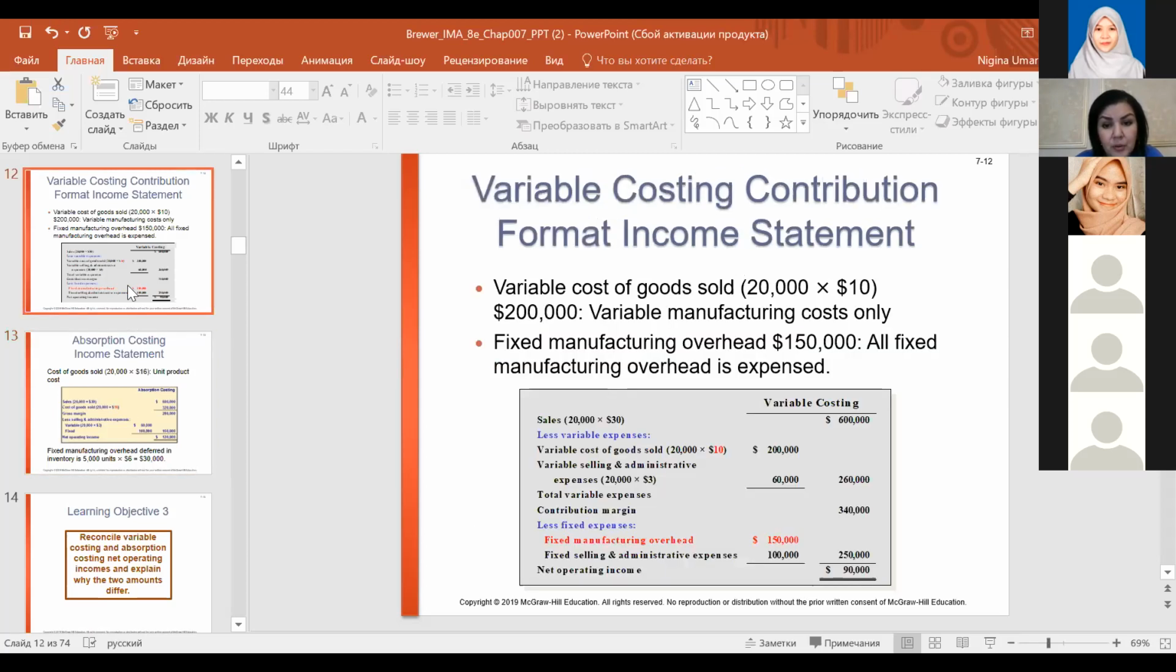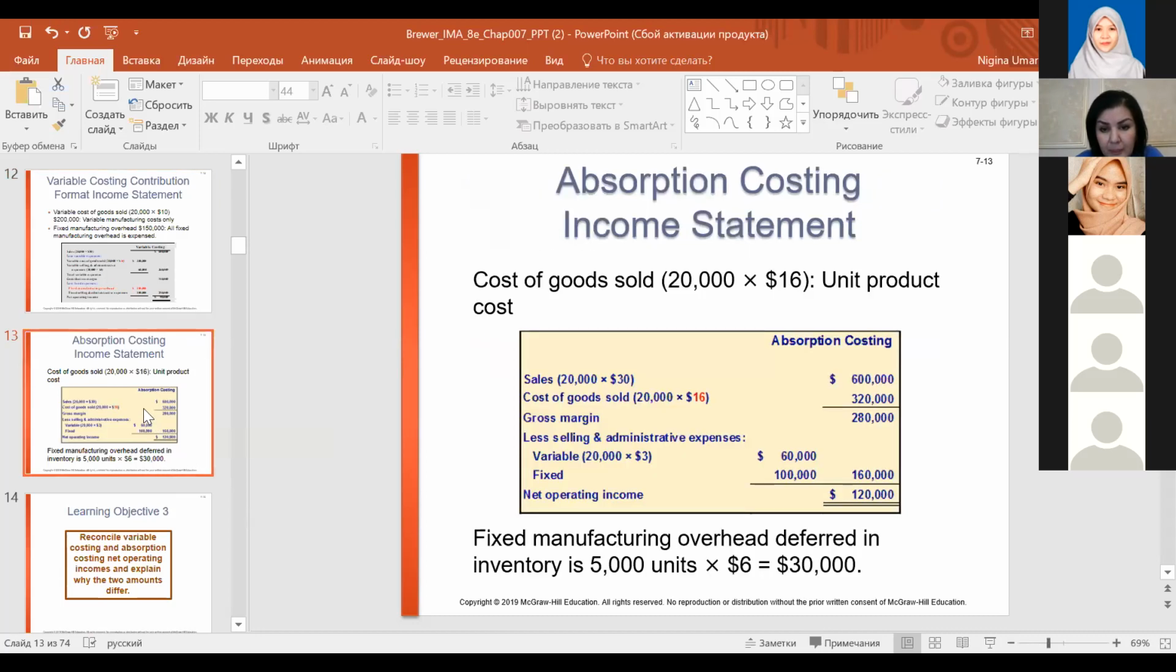Okay, so as you see, that's why there is a difference in net income. So depending on which method is being used by the managers, the net operating income will be different.